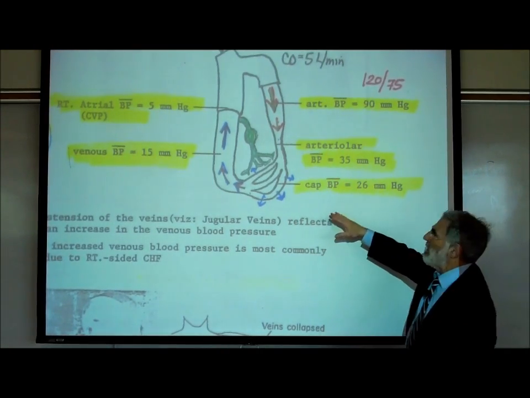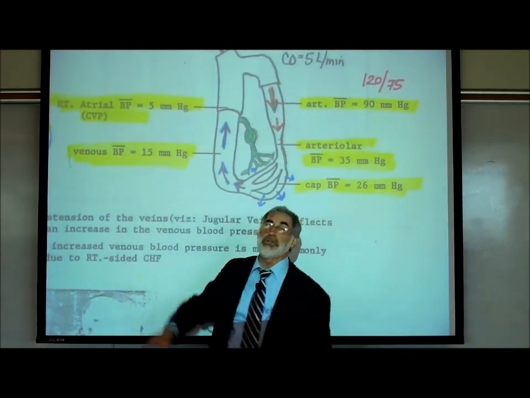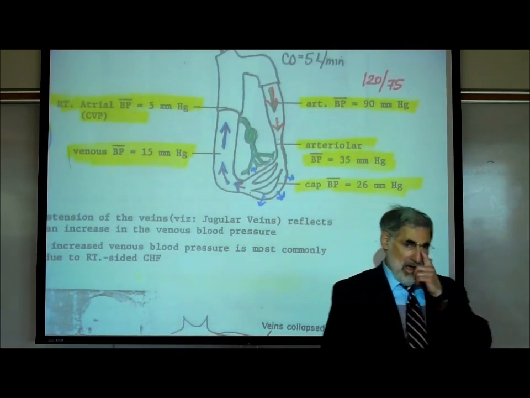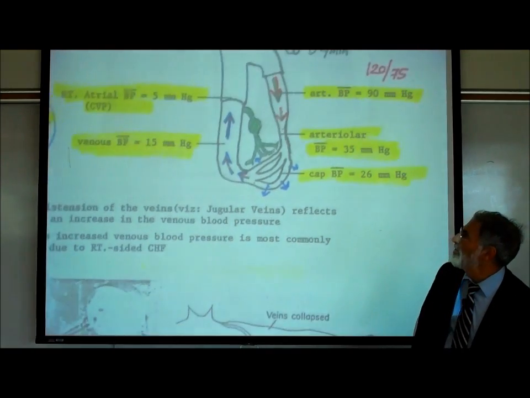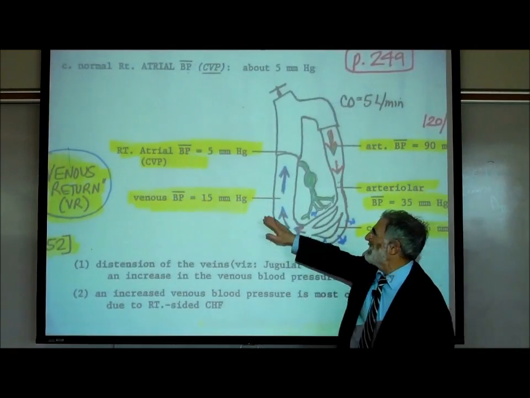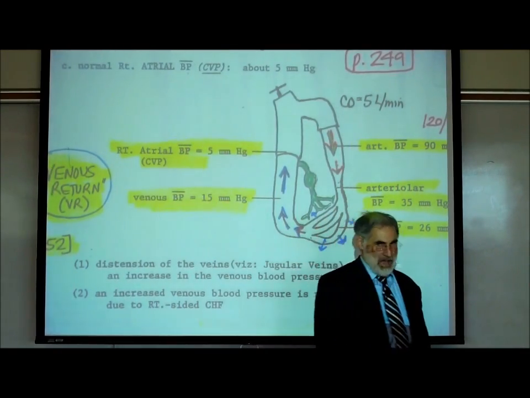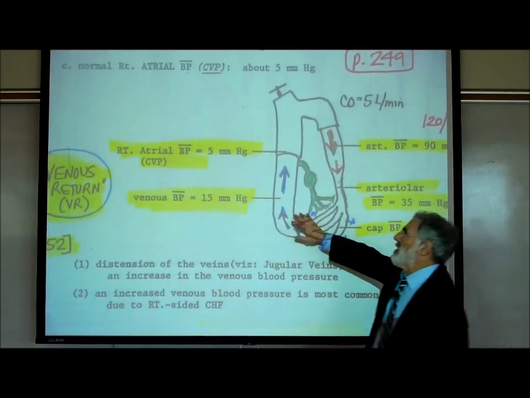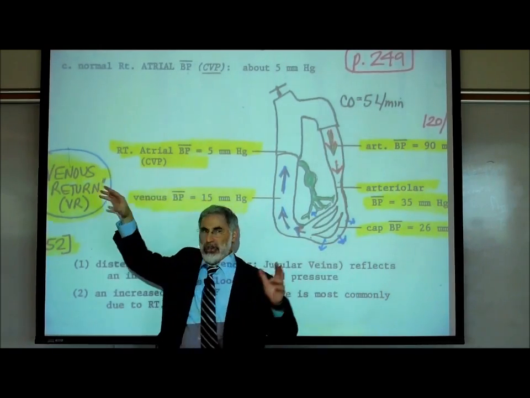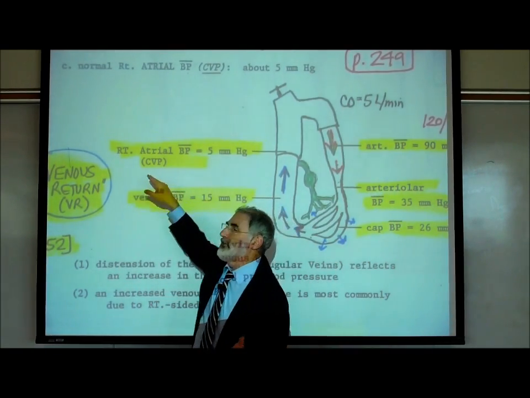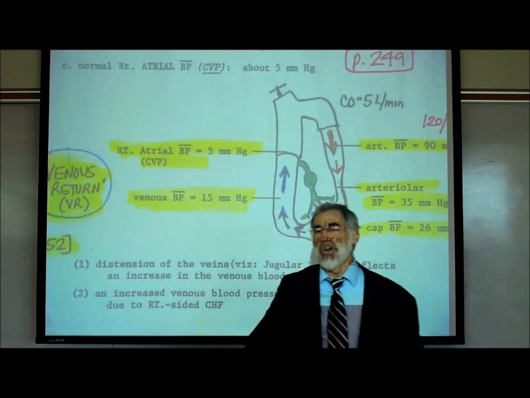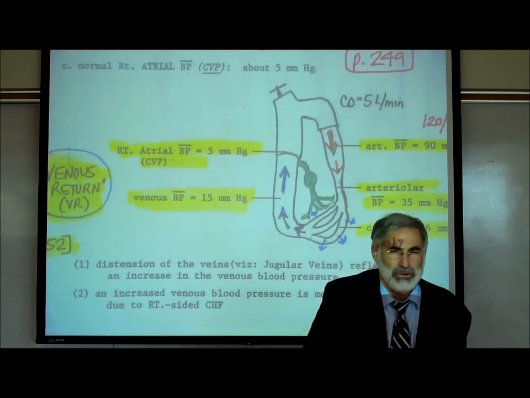By the time the blood reaches the veins, it's down to 15. By the time it reaches the vena cavae and right atrium, it's down to 5. This blood pressure in our big veins, our superior and inferior vena cavae, is known as the CVP, or central venous pressure.